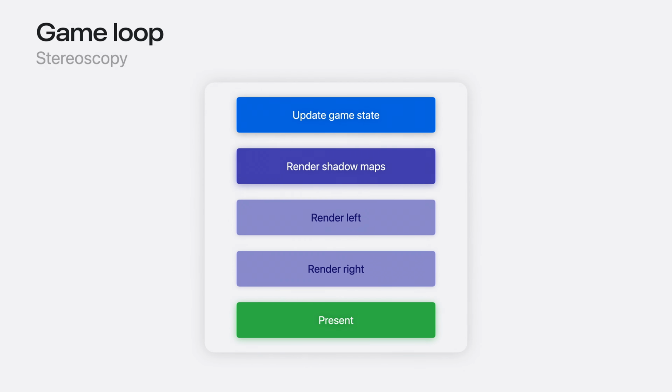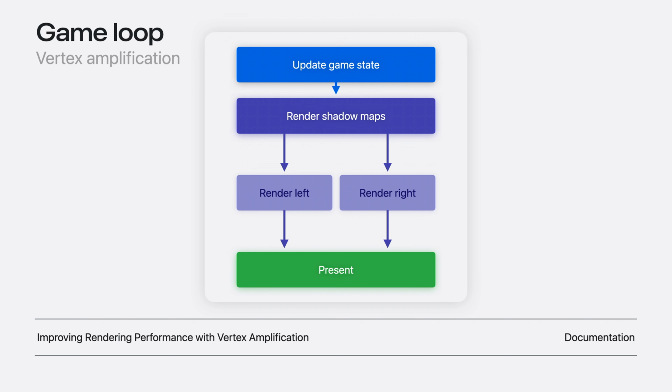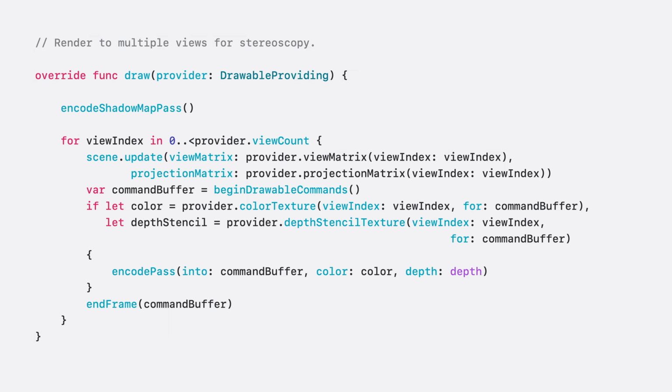For stereoscopy, you will need to duplicate the screen rendering for each eye. And for the best performance, you can use vertex amplification to render both eyes with the same draw calls. There's an article about vertex amplification on the developer documentation. For example, here's how I adapted the code of the deferred lighting sample. It starts by encoding the shadow passes once, then it goes over each view and sets the appropriate camera matrices. And finally, it encodes the rendering commands to the color and depth textures of that view.